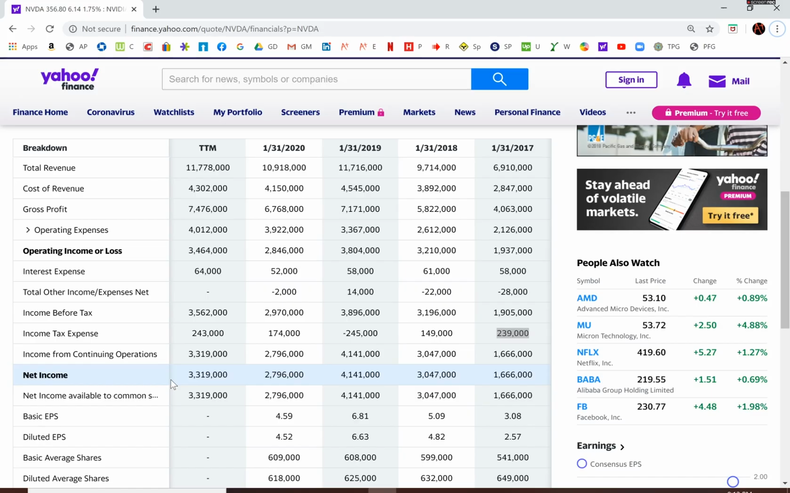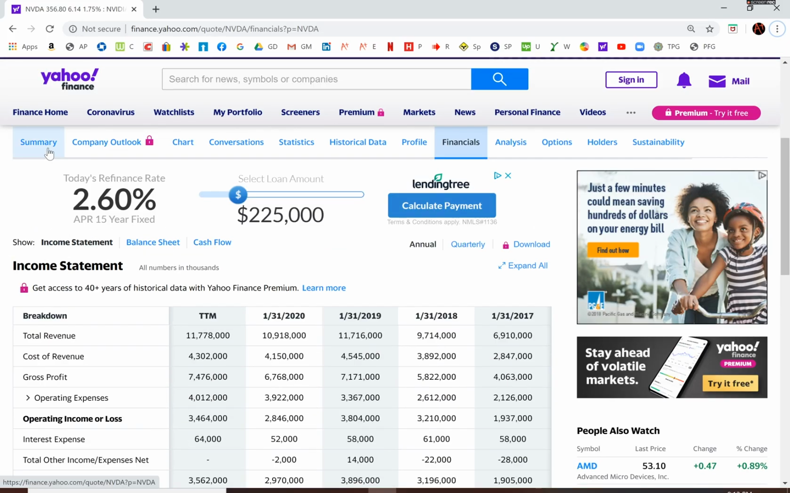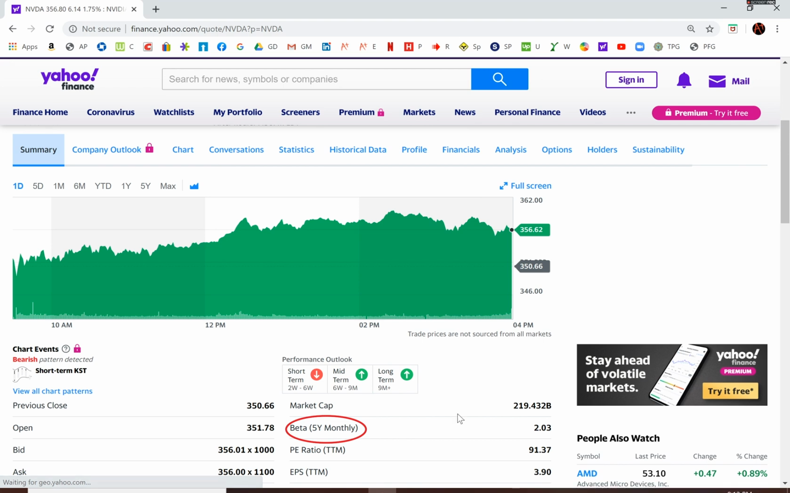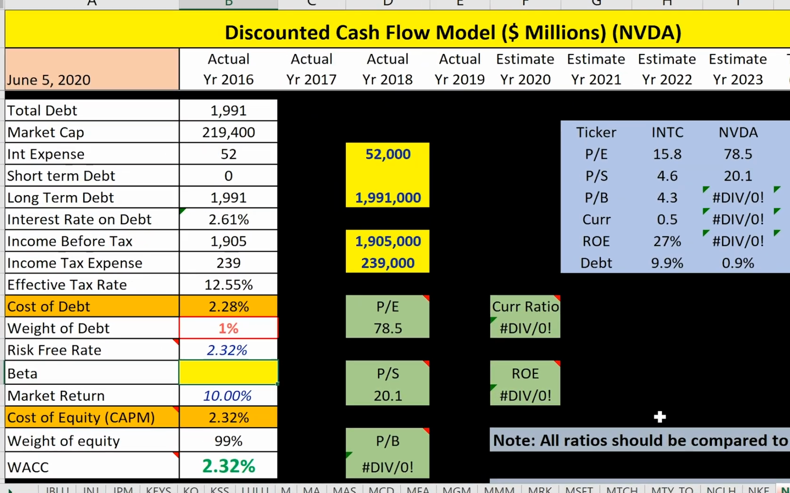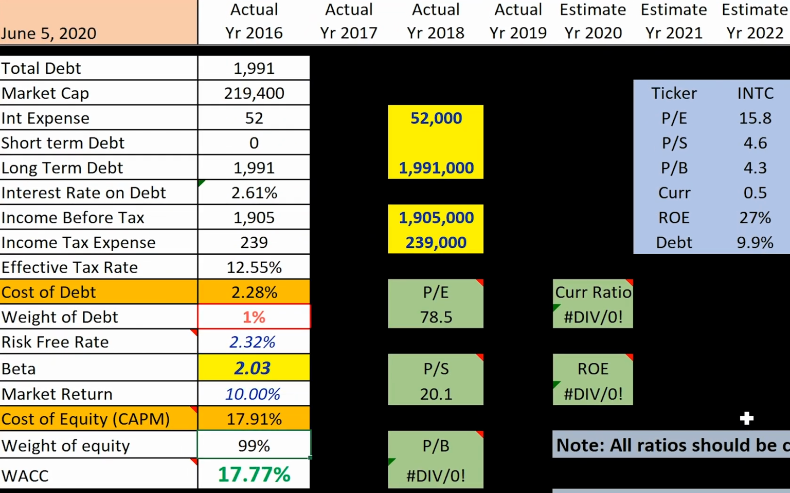So let's find out the beta, because we want to see the volatility of the stock so we can calculate the cost of equity. And it's a pretty high beta, 2.03. That means it moves twice as the market moves. So you generally don't want a volatile stock. It does increase your weighted average cost of capital.